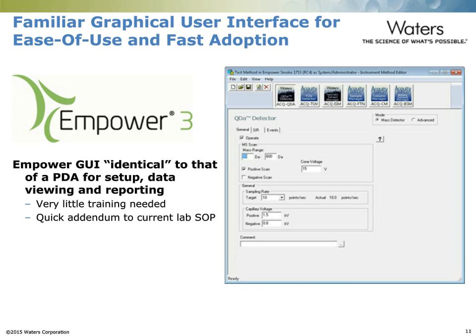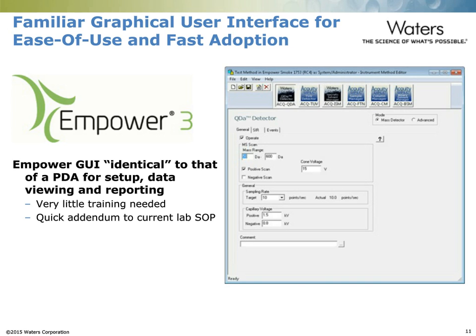So instead of on a PDA where you would set a starting and an ending wavelength, in this case you would set a starting and an ending mass range for your analysis. So again, a very familiar interface, and it's seamlessly integrated with the other components that you would use during that separation, whether they be the pump or the autosampler, all within one inlet method.